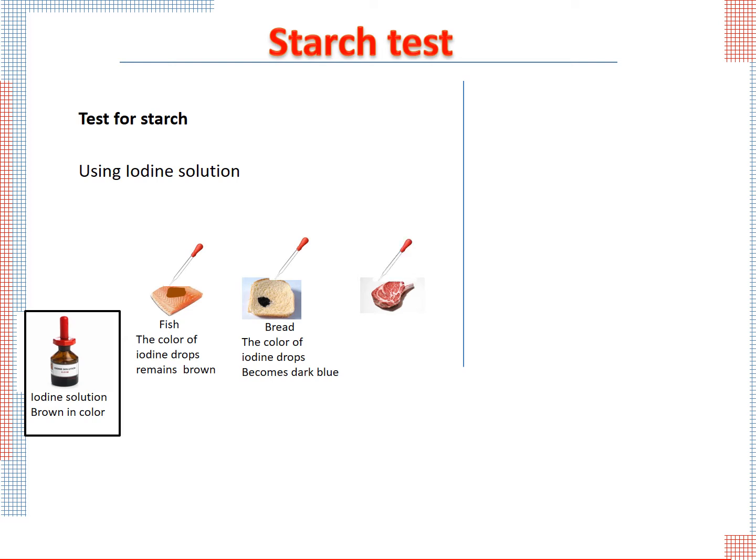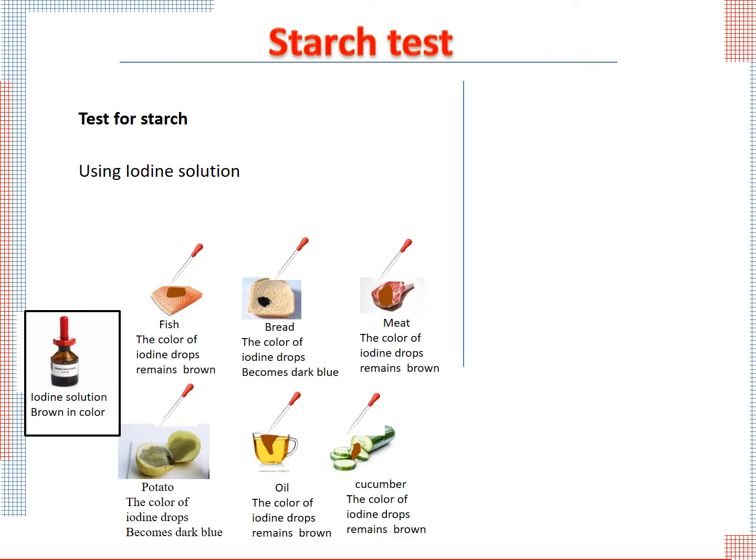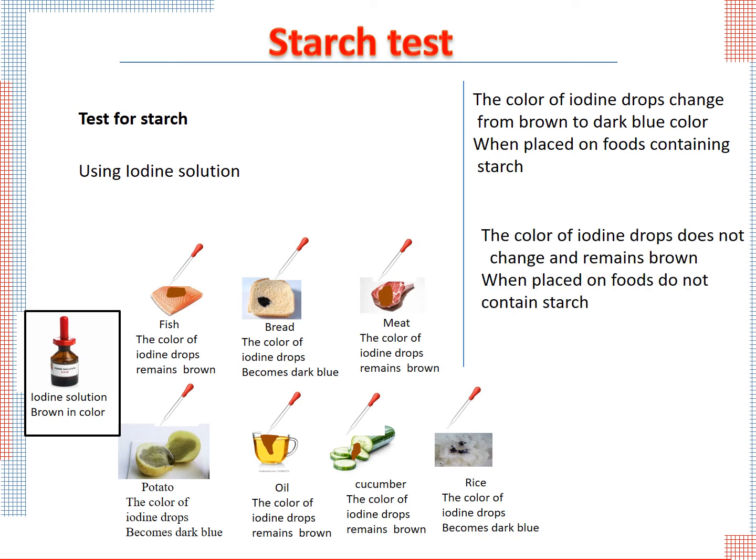Adding iodine solution on a piece of bread, the color of iodine drops becomes dark blue. Adding iodine solution on a piece of meat, the color of iodine drops remains brown. Adding iodine solution on a potato, the color becomes dark blue. Adding iodine solution on oil, the color remains brown. On a cucumber, the color remains brown. On rice, the color becomes dark blue.